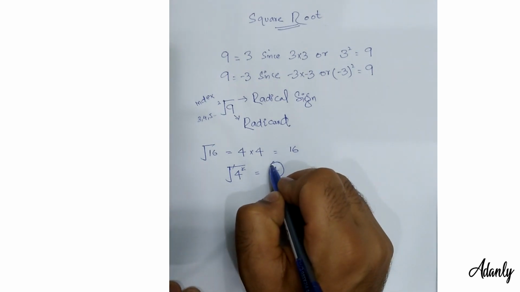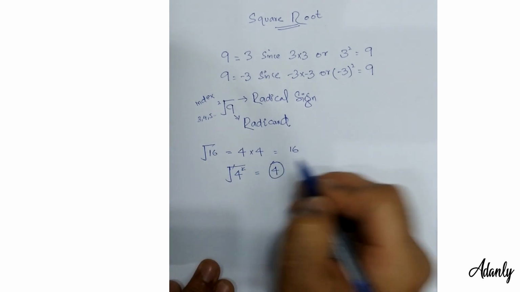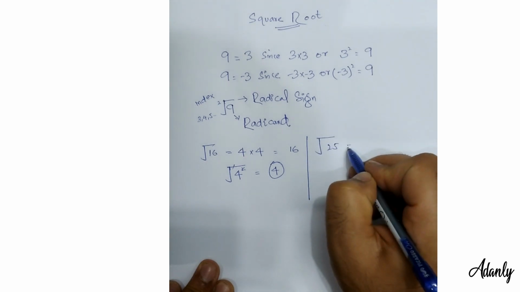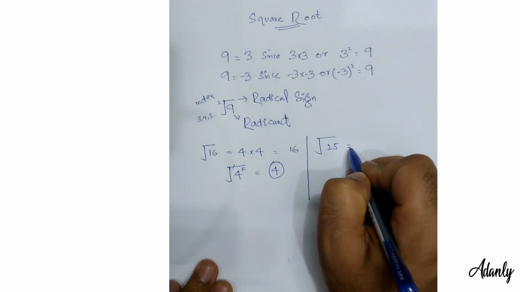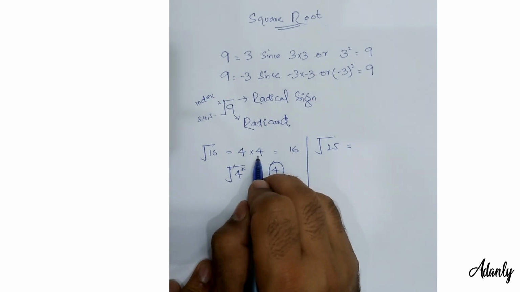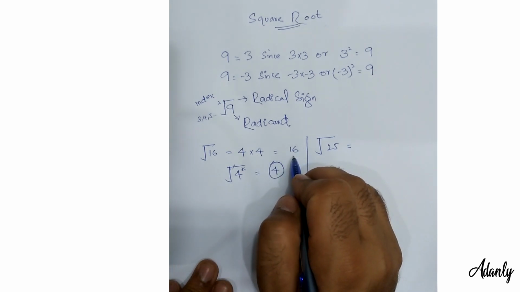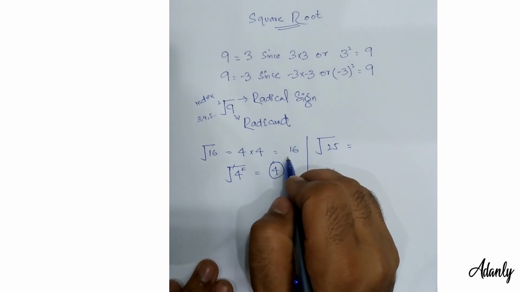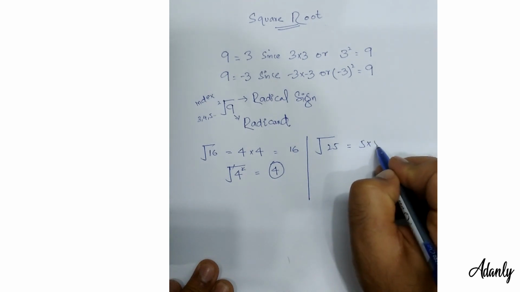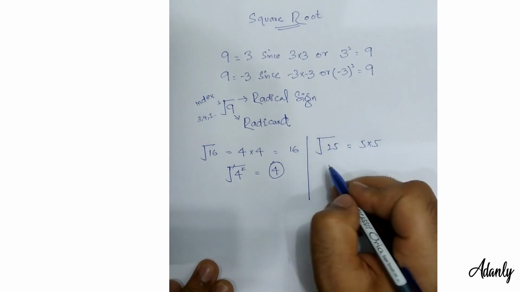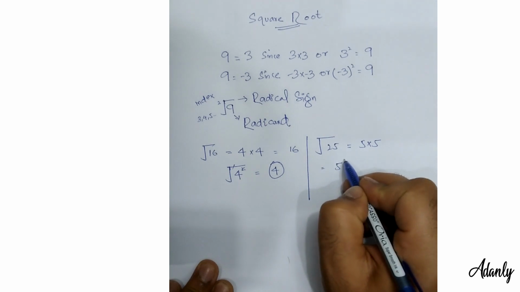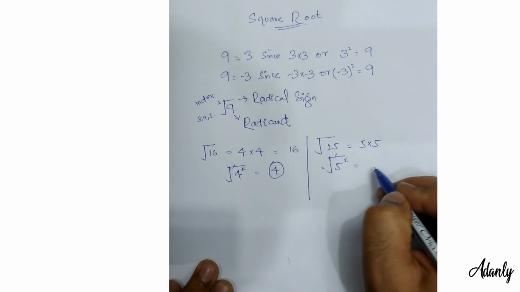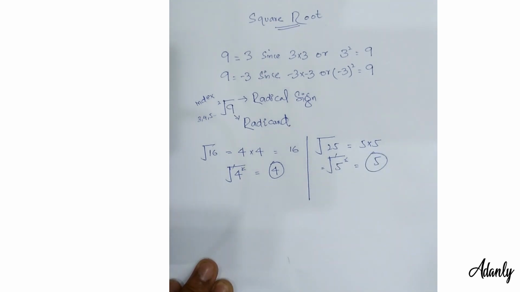Another example: what if we want to find the square root of 25? We write 25 like this, and since 4 times 4 gave us 16 in the previous example, why don't we try 5? If we multiply 5 by 5, it gives us 25. So we can write it as 5 squared, and we cancel the square and the radical sign, which gives us 5. So the square root of 25 is 5.